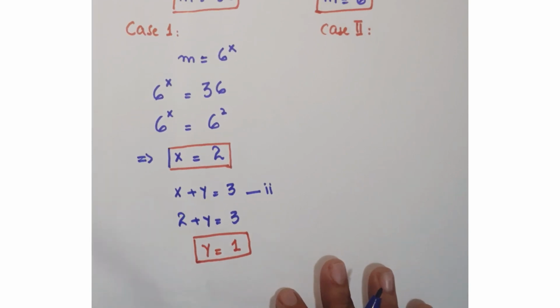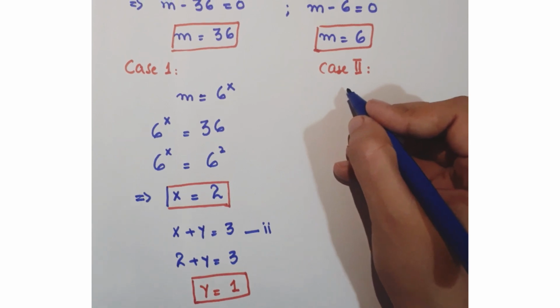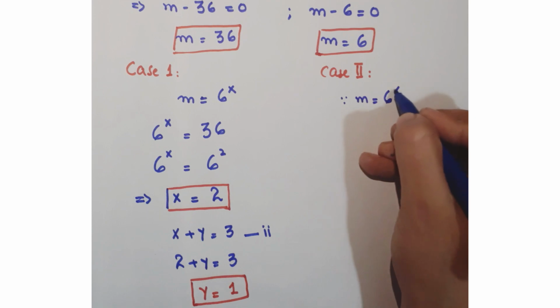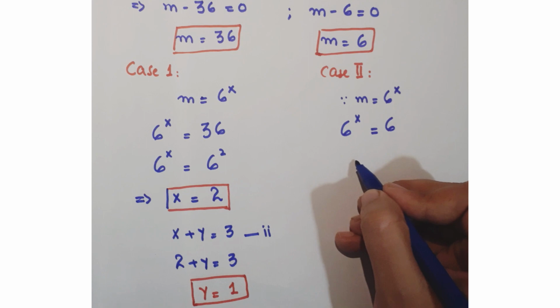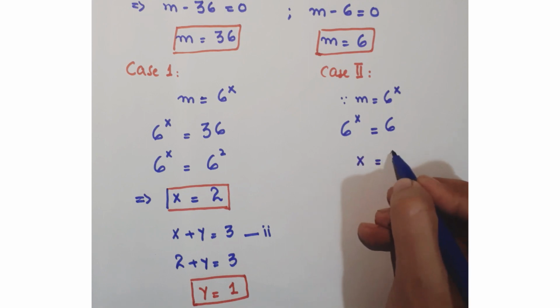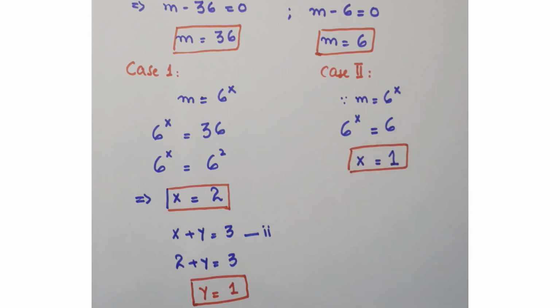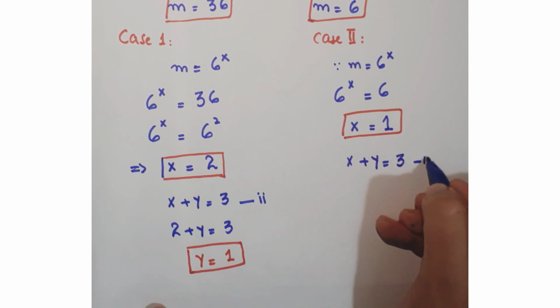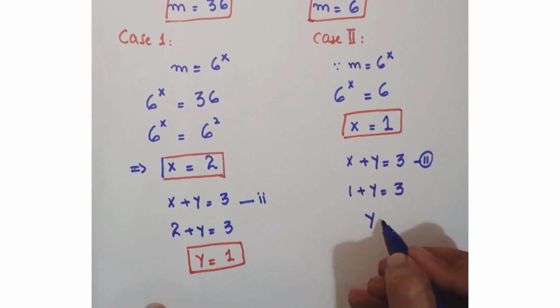Now dealing with case 2, here m is equal to 6, right? Since m is equal to 6 to the power x, just replace, you get 6 to the power x is equal to 6. Now this implies that x is equal to 1. Now for x is equal to 1, putting this value of x in equation number 2, this is our equation 2, you put 1 here, so you get y is equal to 2.